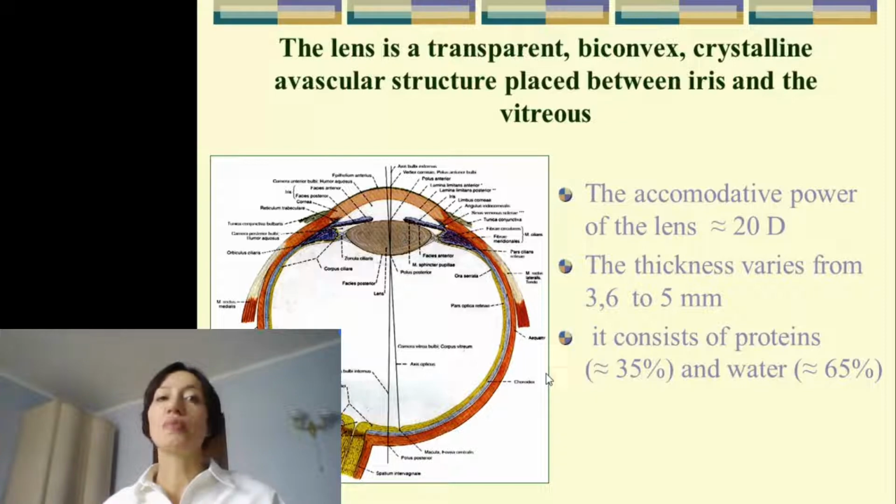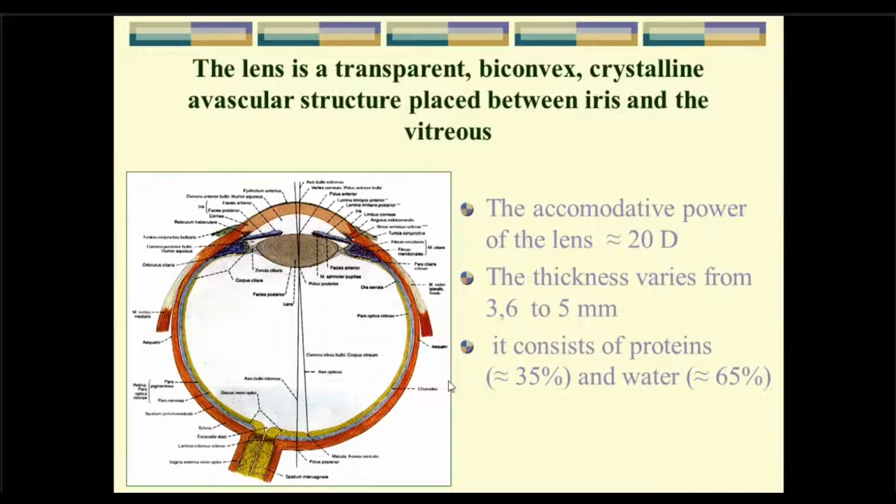Before we start to speak about the diseases of the lens, I would like us to remember the anatomical structure of the lens and its function. I hope you remember that the lens is a transparent, biconvex, crystalline, avascular structure placed between the iris and the vitreous body. So here is the lens.